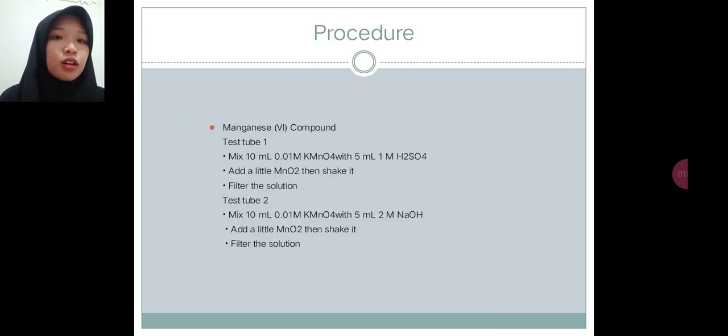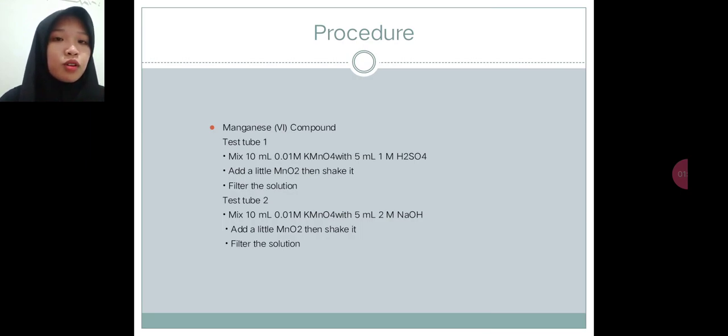Next, procedure. First, manganese 6 compounds. Test tube 1: mix 10 ml 0.01 molar potassium permanganate with 5 ml 1 molar sulfuric acid. Add a little manganese oxide and shake it. Filter the solution.